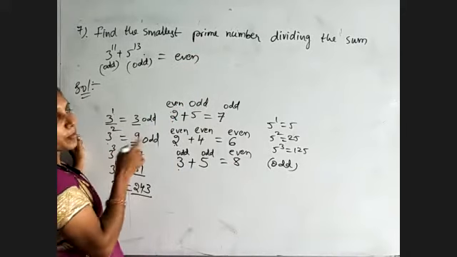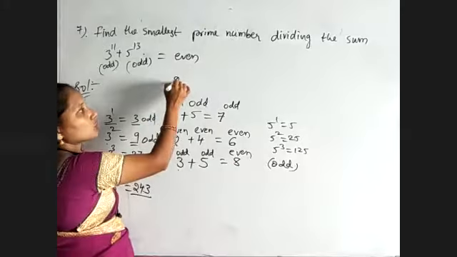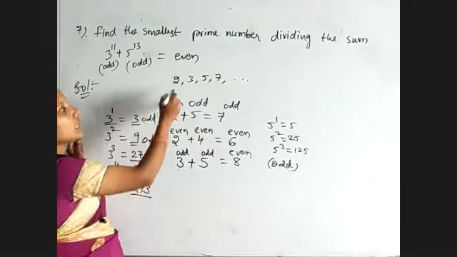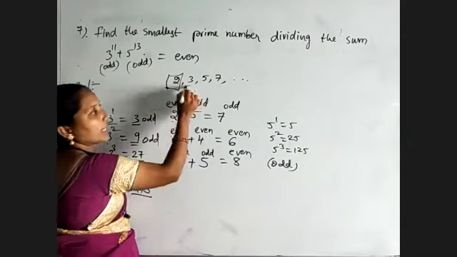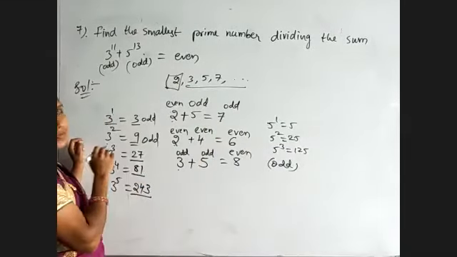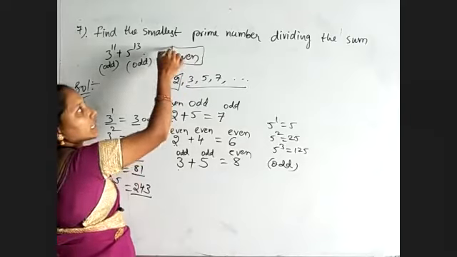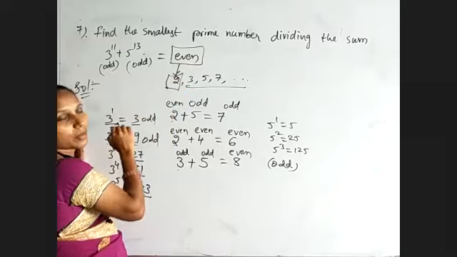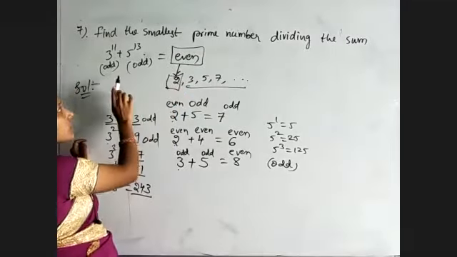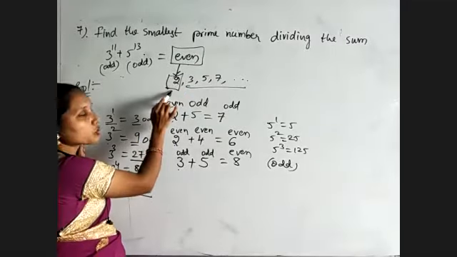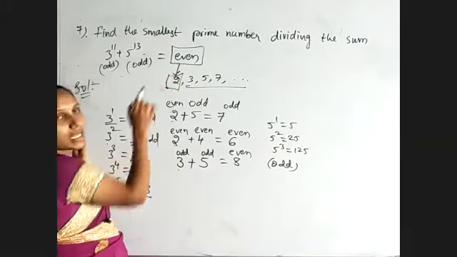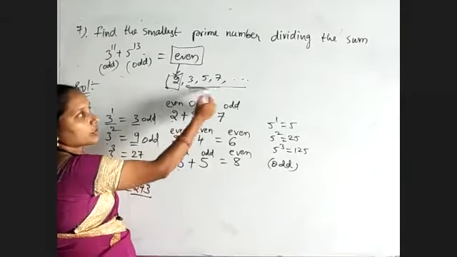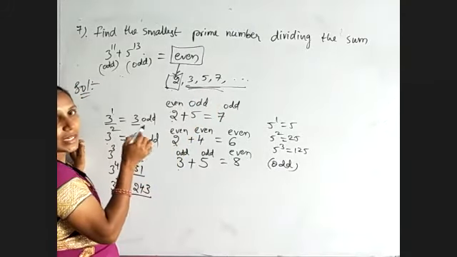And coming to prime numbers, we have 2, 3, 5, 7 and so on. All these are prime numbers. Except 2, all the remaining are odd prime numbers. And here we are getting an even number as the result. All even numbers are divisible by 2. So the smallest prime number which divides the sum of these two numbers is 2. Why? Because it is an even number. If we were getting an odd number, in that case we would need to find which number divides it.